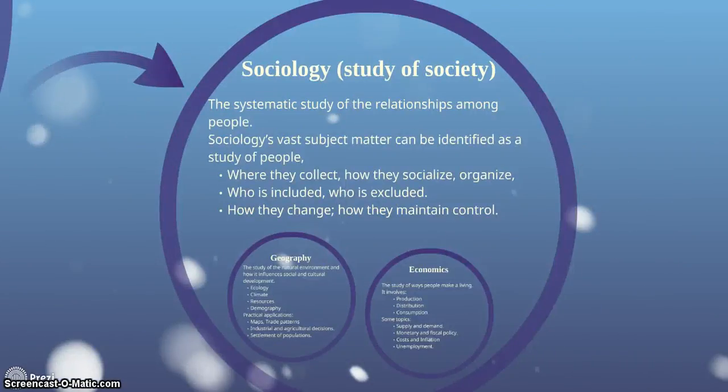A very similar field, but slightly different, is sociology. Whereas anthropology is the study of humans, sociology is the study of society. The systematic study of relationships among people. Sociology would tend to study complex modern urban societies using survey data and statistics, as opposed to archaeological artifacts or observation. So sociology would study where people gather, how they socialize, how they organize themselves, who's included, who's excluded, how they change over time, and how societies maintain control.